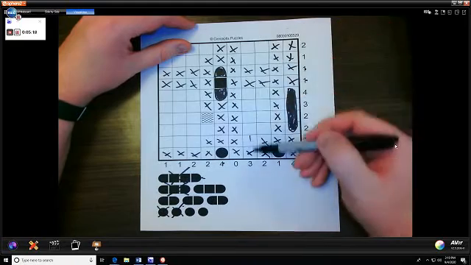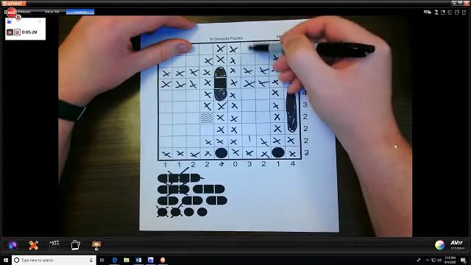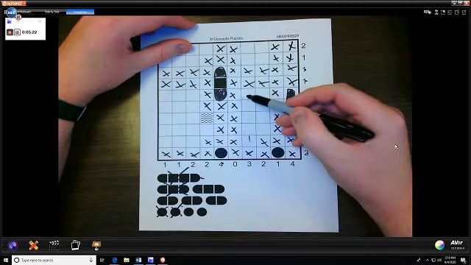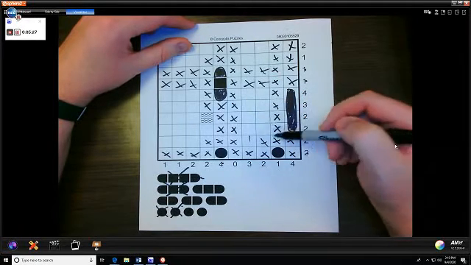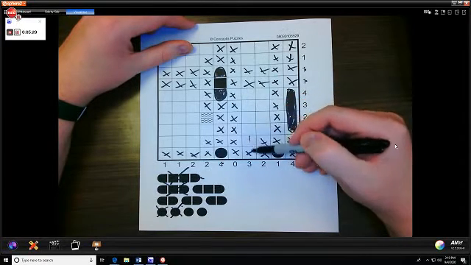So we know that the 3 has to go here. Obviously, it can't go there, so it has to go here. 1, 2, 3, 4, 5. And we have 5 spots where it could go. So we don't know exactly where we can go.